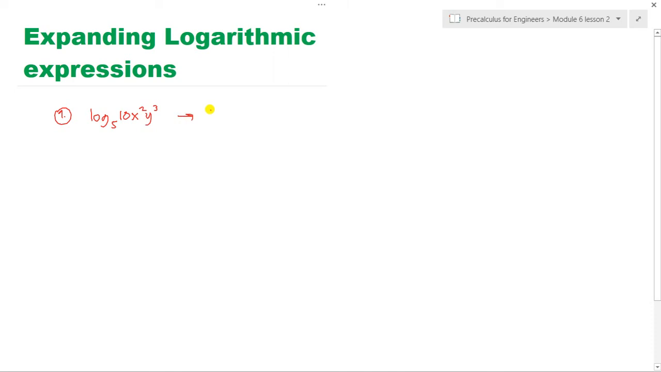Now we're going to expand this one such that we separate the constant, separate also the variable x, and separate also the variable y. So when it comes to logarithms, what do we call it when you separate? We split it into separate terms. So once we separate them into terms, the operation is either addition or subtraction.